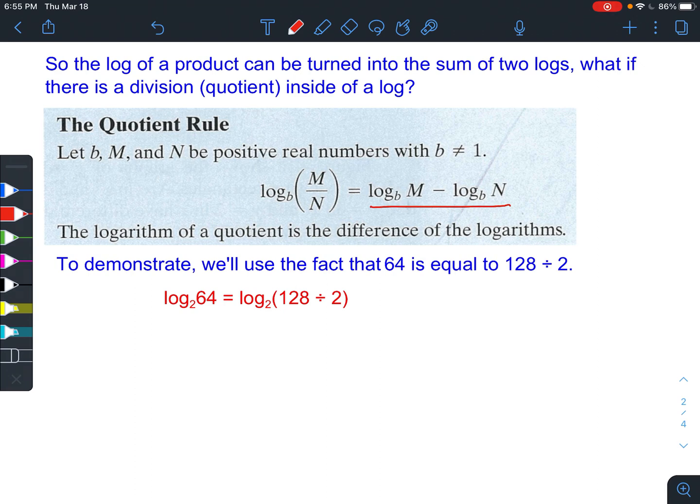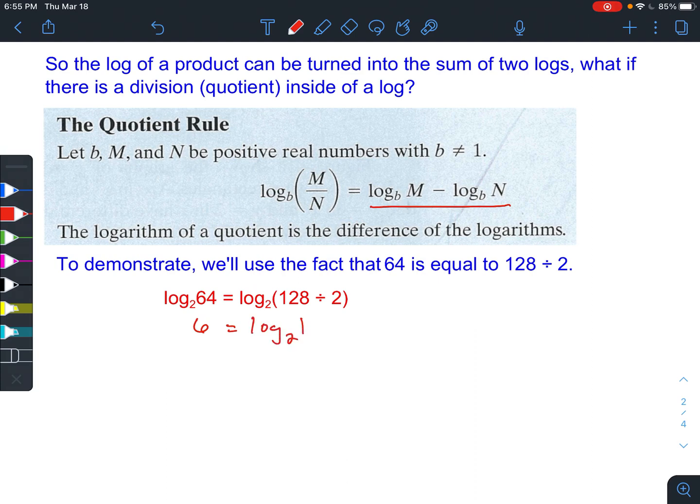All right, now again, we can claim anything we like, but let's back it up. To demonstrate, we're going to use the fact that 64 is the same thing as 128 divided by 2. All right, now again, log base 2 of 64, we've very much established that's 6. All right, cool. Now again, our property seems to say that if we have a division, we can turn that into a subtraction. Now, of course, I wrote the division as a divide by sign instead of a fraction, just because it was quite honestly easier using the program I was using to do that. But anyway, here we go.